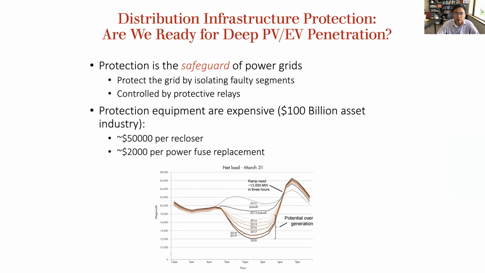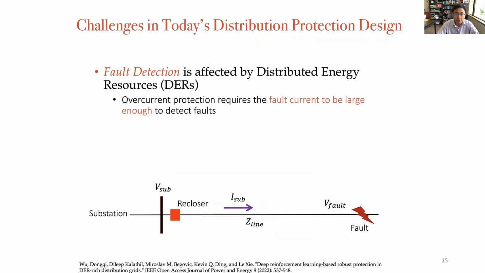Moving forward, I would like to talk about another application, which is also in the context of deep distributed energy resource penetration systems, and the protection problem is of interest in this paper. As many of you may or may not be aware, protection is really the safeguard of the power grid. It protects the grid by isolating faulty segments. And as an industry, it is a very expensive industry with $100 billion plus in assets. So with the growing amount of fluctuation in the net load, protection becomes a major challenge. The challenge can be summarized in this conceptual example.